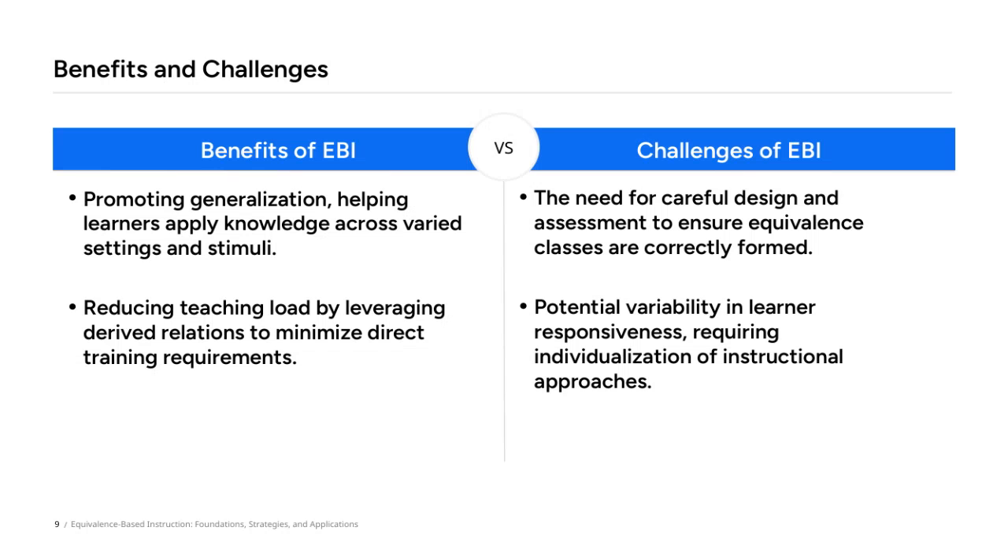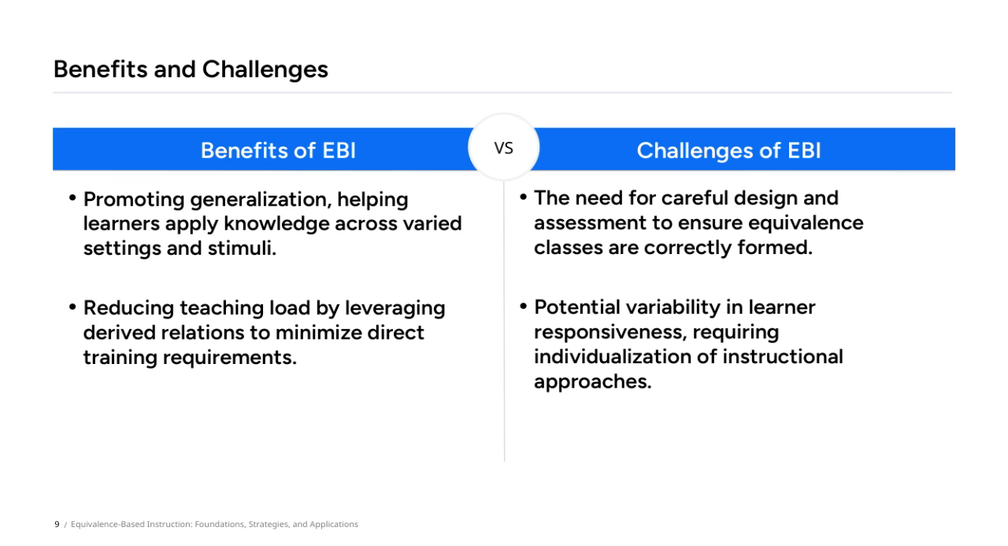When we look at the benefits of equivalence-based instruction, one major advantage is how it promotes generalization. This means learners can apply what they've learned across different settings and with various stimuli, not just in the specific situations where they were taught. Another key benefit is that EBI can reduce the teaching load. Because it leverages derived relations, it minimizes the need for direct training on every single item, making instruction more efficient.